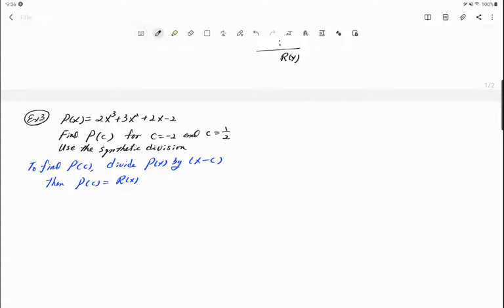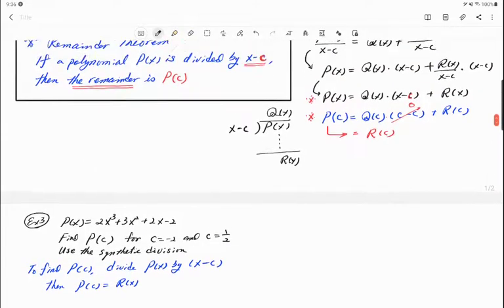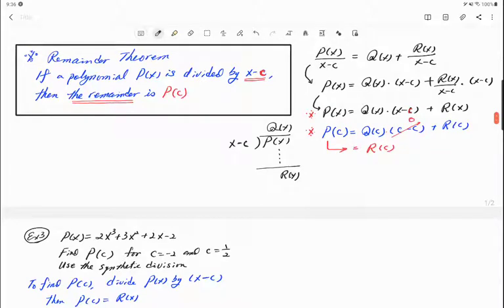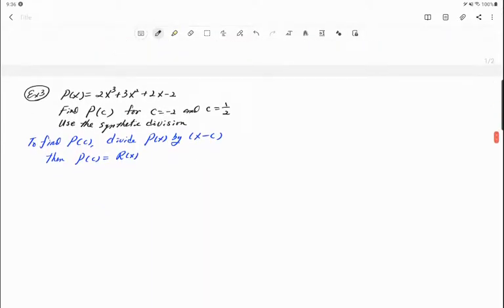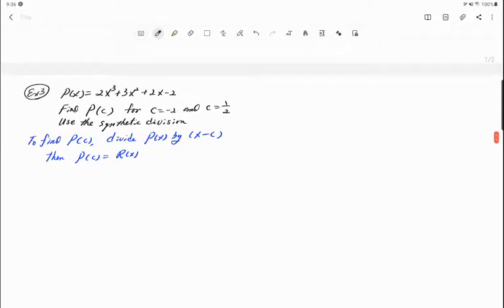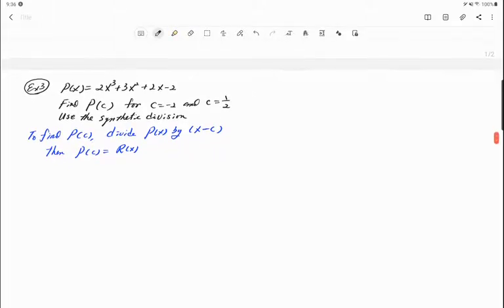Alright, let's see, p of x is 2x cubed, and so on, and then find p of c. For c, values are given. So we want to use synthetic division. As you see, the remainder theorem: if a polynomial p of x is divided by x minus c, then p of c is the remainder. So divide p of x by x minus c. That's important. In order to find p of c, we're going to divide p of x by x minus c. So let's divide it using synthetic division.